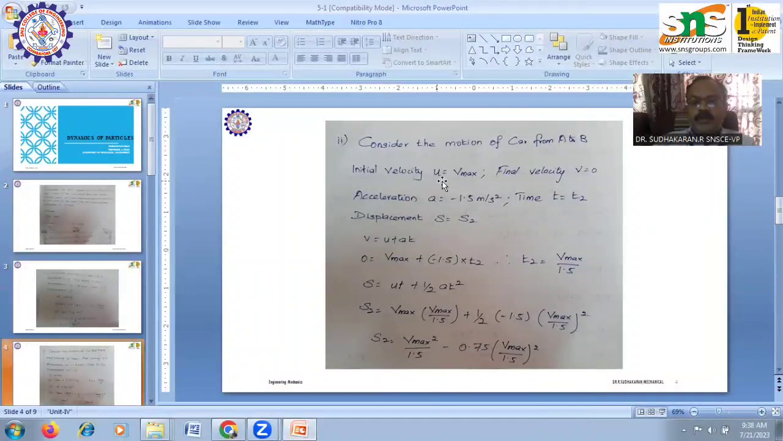Now we will consider the motion of the car from A to B. Here the initial velocity is the maximum velocity the car has reached, and final velocity is 0. Again the car starts to decelerate, so it is minus 1.5. The time taken from A to B is taken as t2, and displacement is the distance s2. If you substitute, final velocity is 0, initial velocity is v max, and acceleration is minus 1.5, we get t2. Similarly, s is equal to ut plus half at square, and substituting, we get s2 equal to 0.75 into v max by 1.5 the whole square.